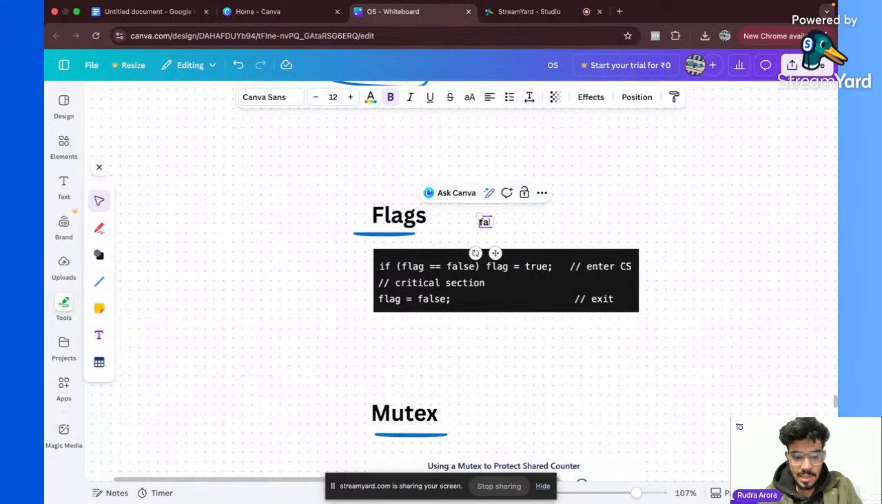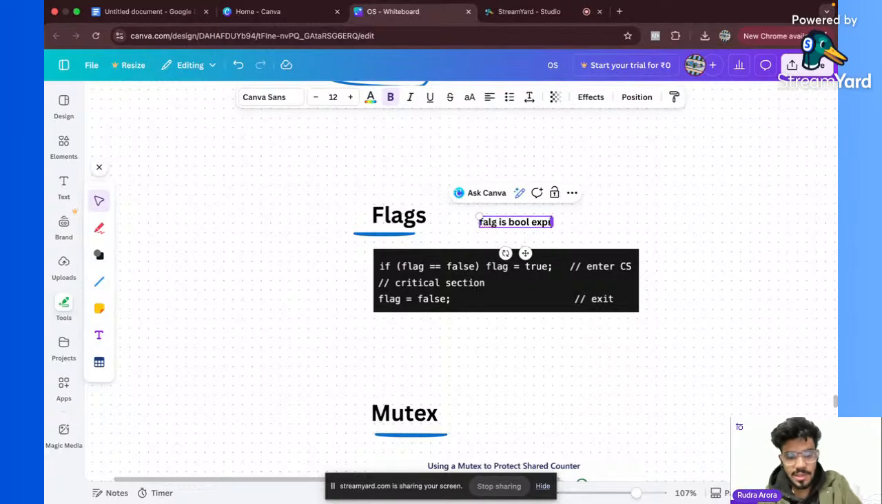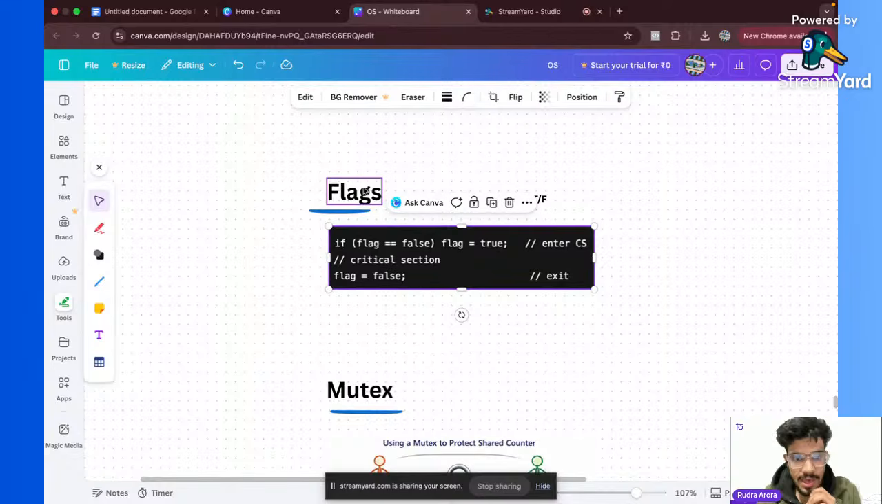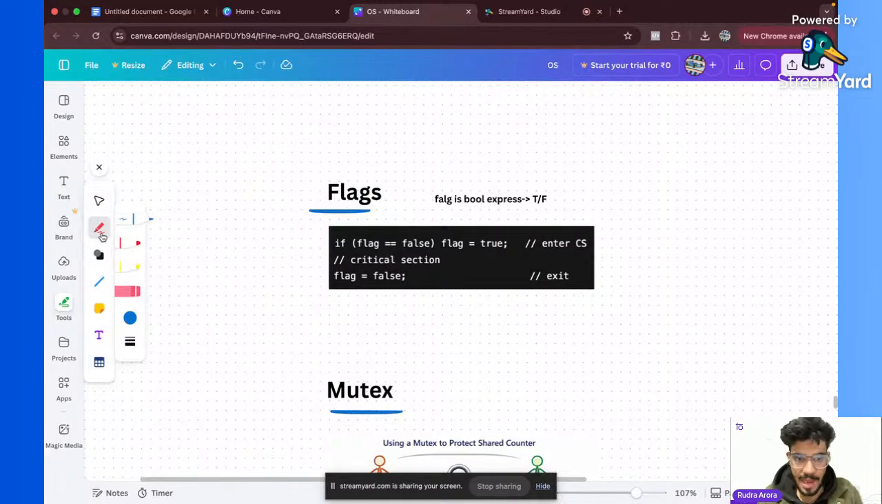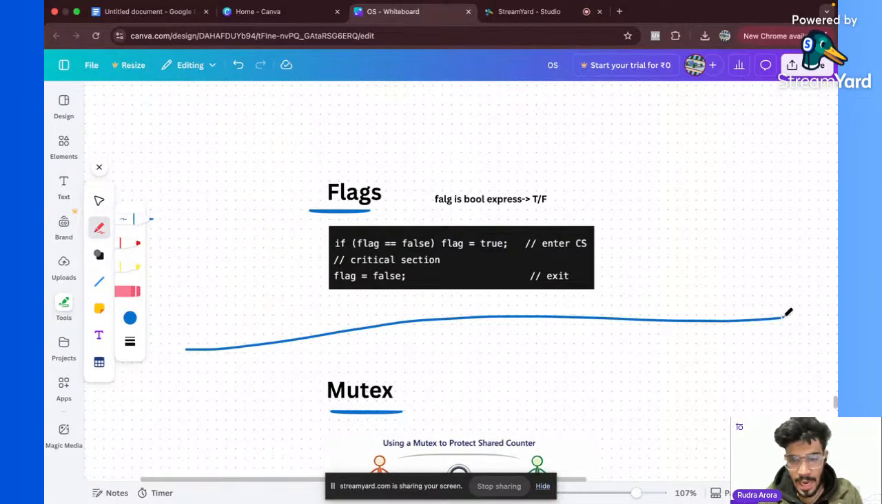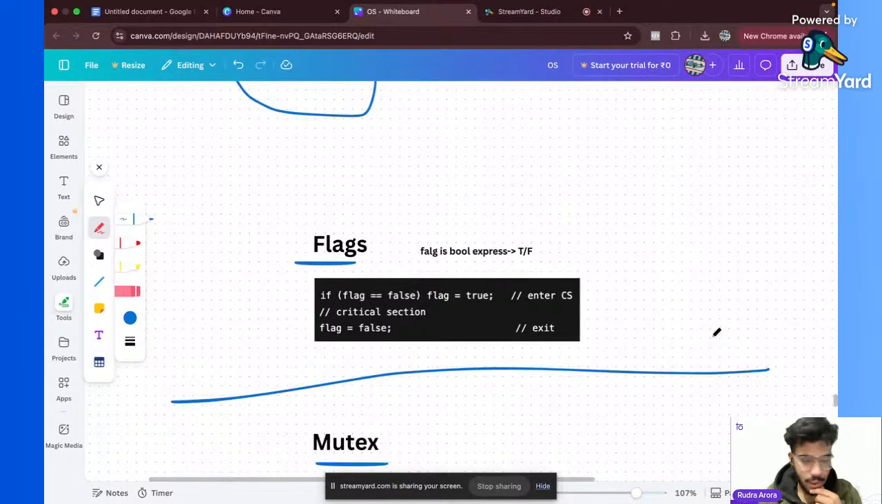So flag is nothing. Flag is a bool expression. Bool, I think all of you know what a bool expression is, that it can have two values, that is, it is either true or it is false. So some of you might think that flags would be good, but flags are not a good idea at all, and I'll tell you how.